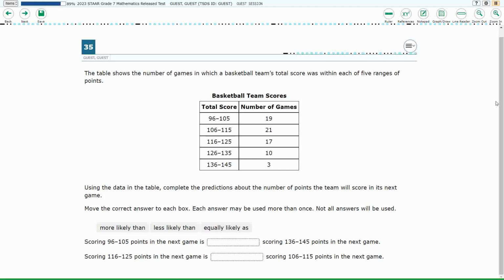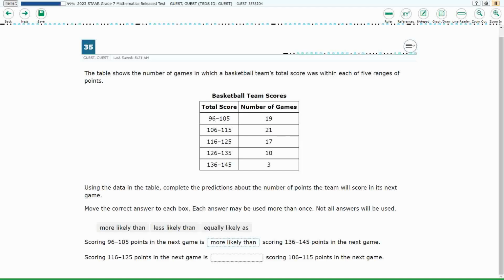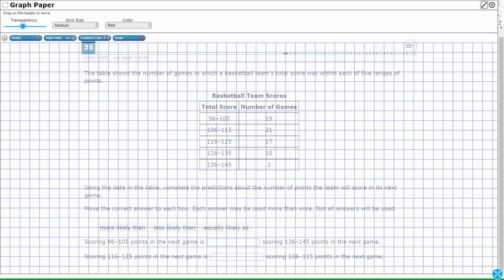All right, so we've got two different statements we need to figure out at the bottom here, and you notice it says that each answer may be used more than once, right? So I could use more than likely in both if I wanted to. And if I just try to submit one and go next, it is going to give me that error message. This is a 2-point problem, one for each statement. So let's figure out how we can get both points on this one.